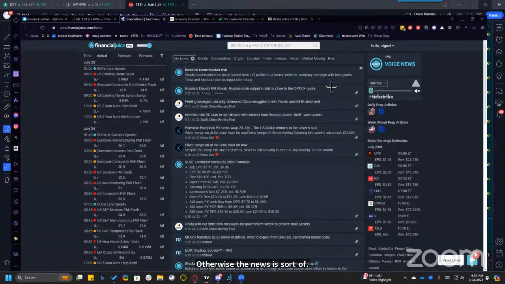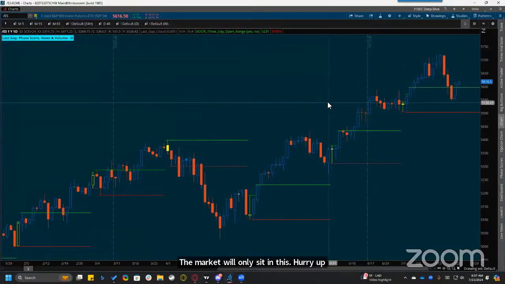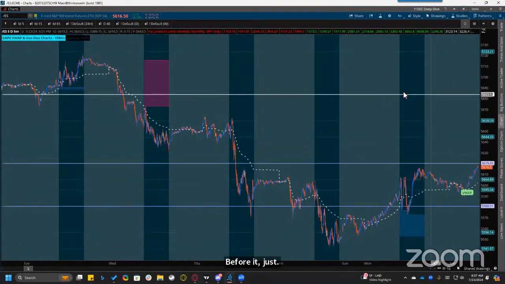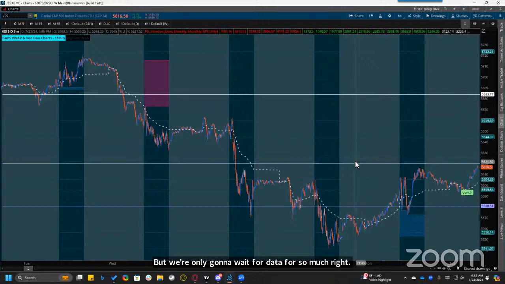The market will only sit in this hurry up and wait mode for so long before it just flushes everything and starts over. We're not at that point yet, but we're only going to wait for data for so much, right? The market will become impatient and just say, screw it.